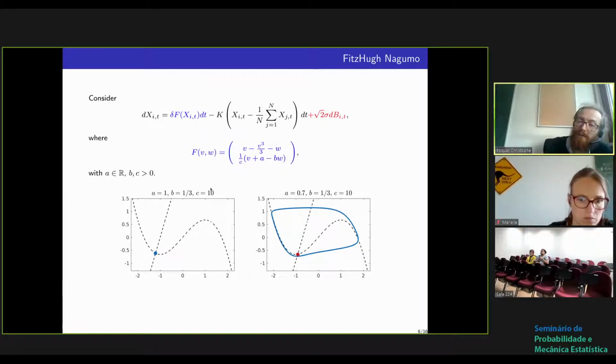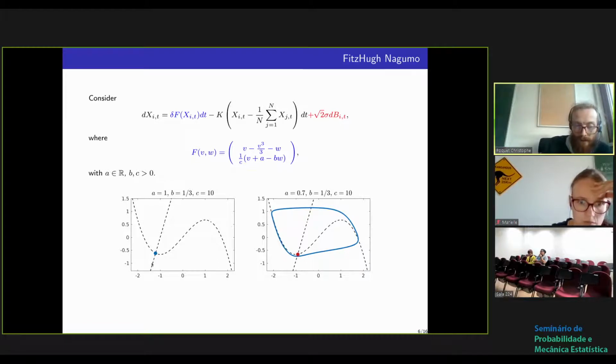You can have fixed points, unstable fixed points. You can have one periodic solution. You can have 2 or 3 periodic solutions. So you have a lot of different dynamics when you play a bit with the parameters. So I will focus on 2 choices of parameters. I will take, for example, A equal to 1, B equal to 1/3, and C equal to 10. And in this case, you have just one stable fixed point.